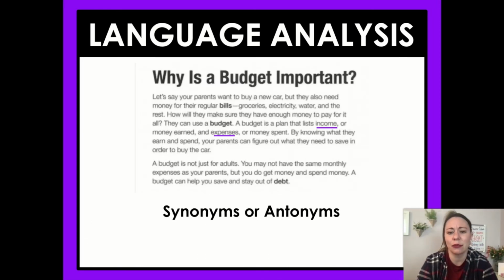So let's see. We're looking for, are these synonyms or antonyms? So I underlined the words income and expenses. I'm just going to read a couple of sentences around there. So it says, they can use a budget. A budget is a plan that lists income or money earned and expenses or money spent. So income and expenses, are those synonyms? Do those mean the same thing? Or are they antonyms? They mean the opposite. What do you think?